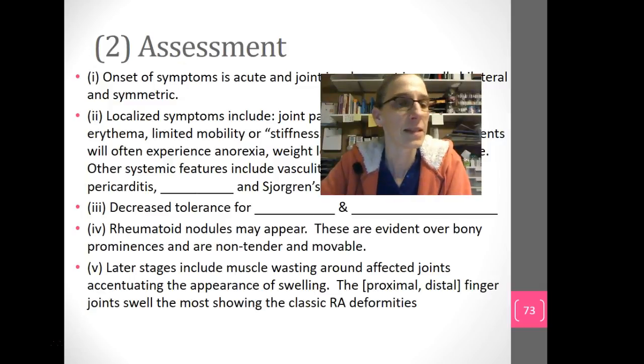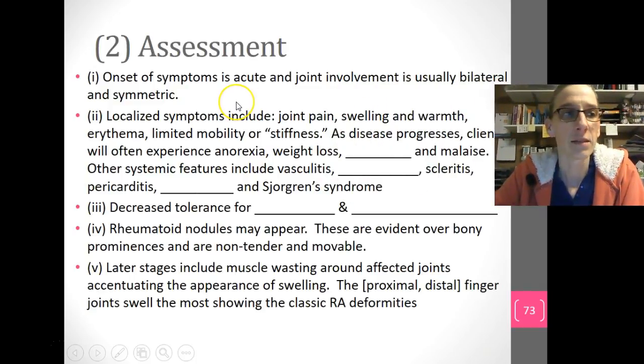There. Assessment. All right. The onset of symptoms is acute, and joint involvement is usually bilateral and symmetric. You will have localized symptoms that include joint pain, swelling, and warmth, erythema, limited mobility, or stiffness. As the disease then progresses, clients will often experience anorexia, weight loss, malaise, just that general feeling of not feeling well, and fatigue.